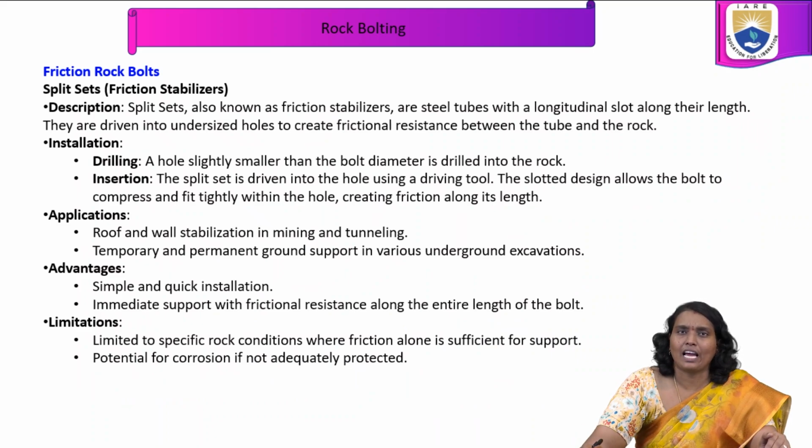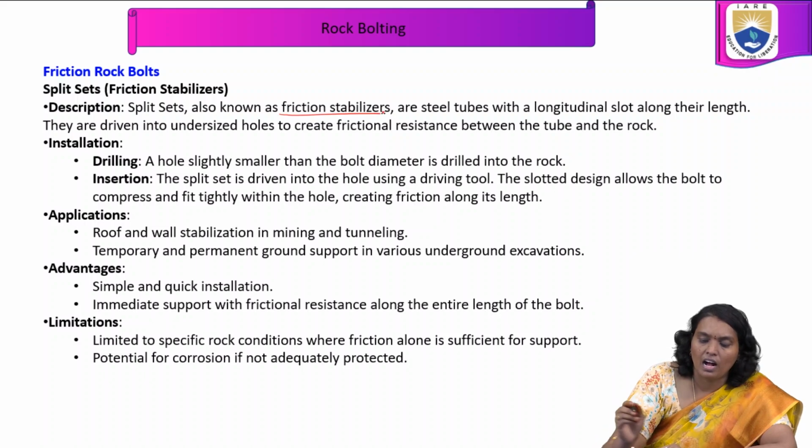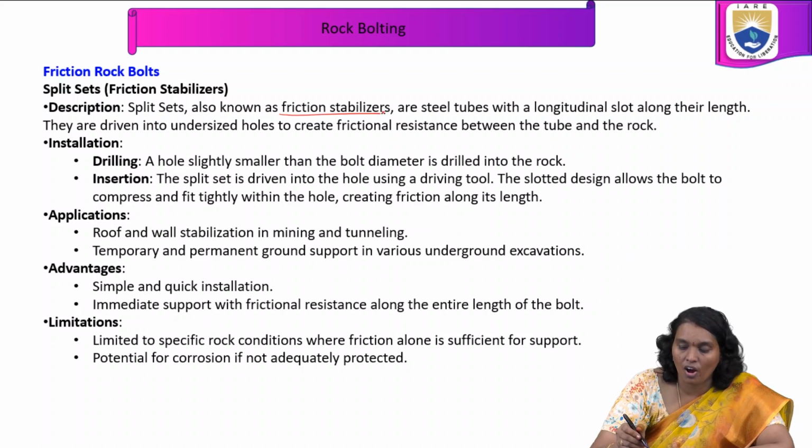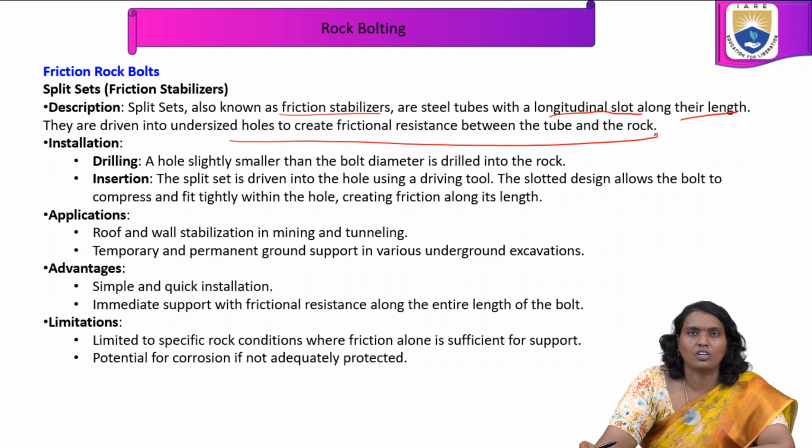The next type of rock bolt is friction rock bolts. These include split sets and friction stabilizers. They are known as friction stabilizers, steel tubes with a longitudinal slot along their length. They are driven into undersized holes to create frictional resistance between the tube and the rock.